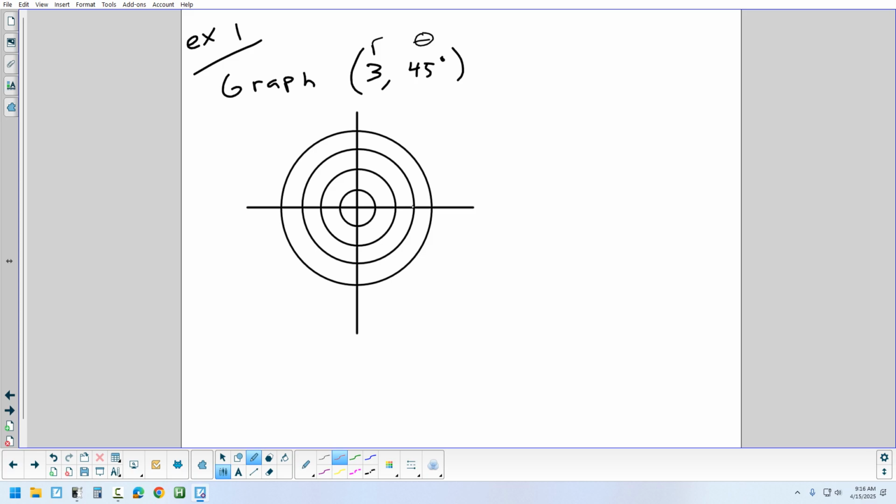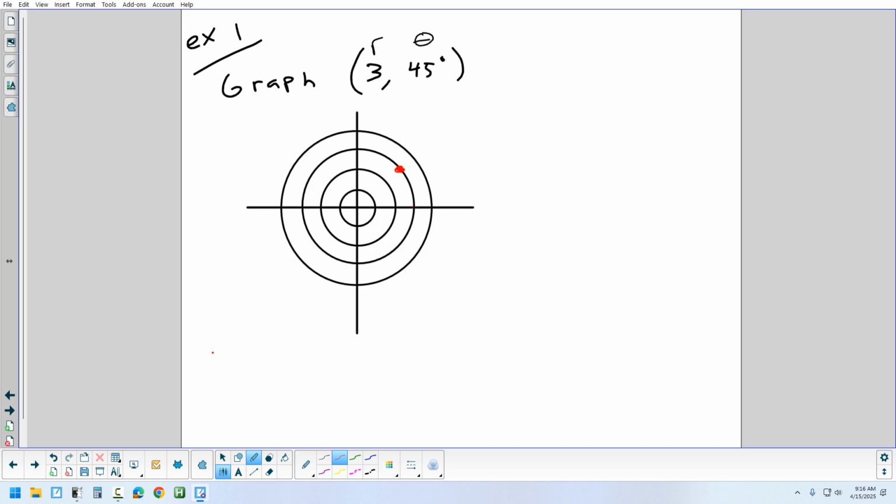And then how many degrees are we going to rotate? We're going to rotate 45. And in which direction? Counterclockwise. So we're going to go right 3, rotate 45 degrees. So 45 degrees is about halfway, and that's your answer. That's how you graph a point in polar.